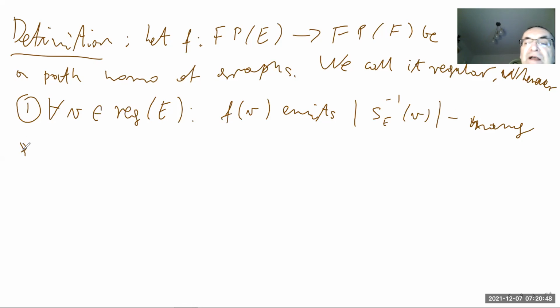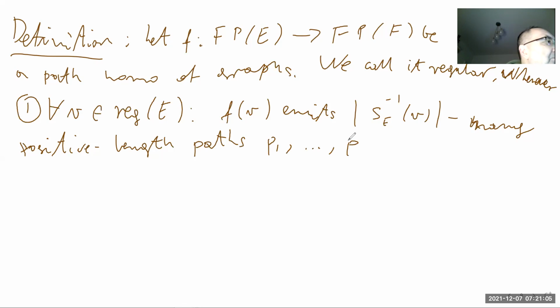positive length paths, so I don't want them to be vertices. Positive length paths. Let me name them p1 through p_{n_v}, because this number n depends on v. It's just defined like this: n_v is by definition the number of edges emitted at v.